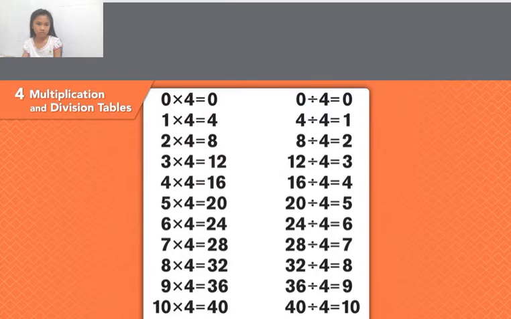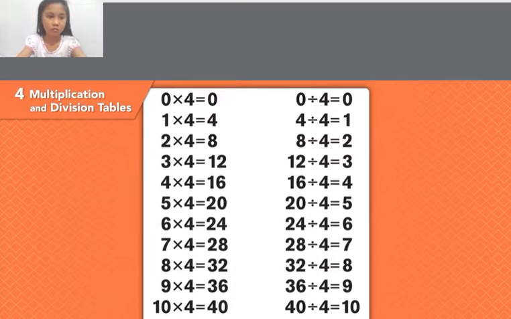1 times 4 equals 4. 2 times 4 equals 8. 3 times 4 equals 12. 4 times 4 equals 16. 5 times 4 equals 20. 6 times 4 equals 24.